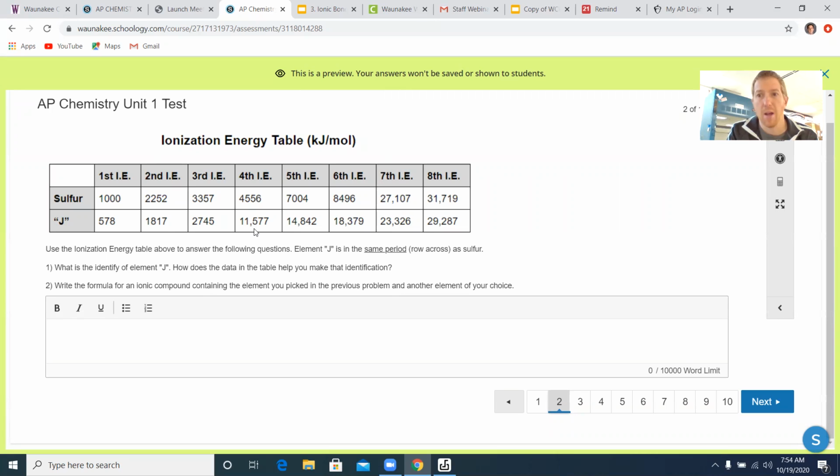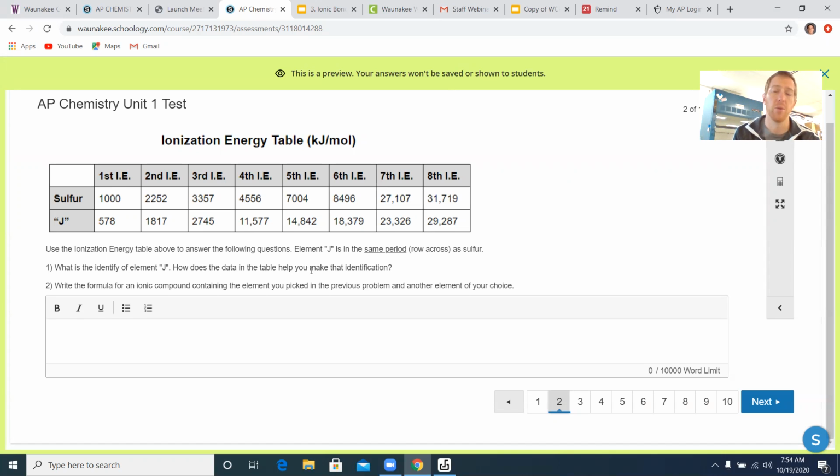That's a big jump. That tells me that this element is able to lose 3 electrons fairly easily, but that fourth is really, really difficult. And if you can lose 3 electrons very easily, odds are you are in that third group right here. And since I told you that it's in the same period as sulfur, this would have to be aluminum for this particular element. So again, how does that data help you identify? That's what I just spoke of. You're looking for that big jump, that significant change, because after it loses its valence electrons, that next inner shell would be much more difficult to lose.